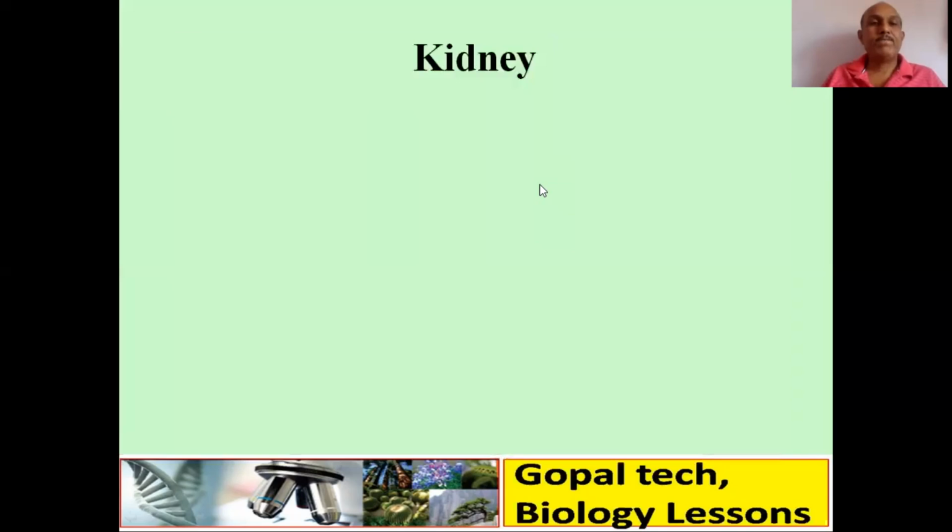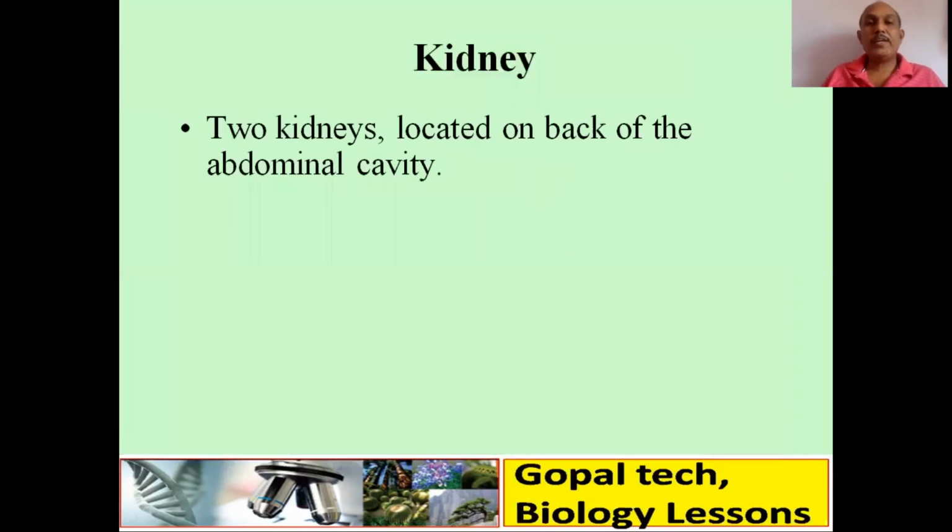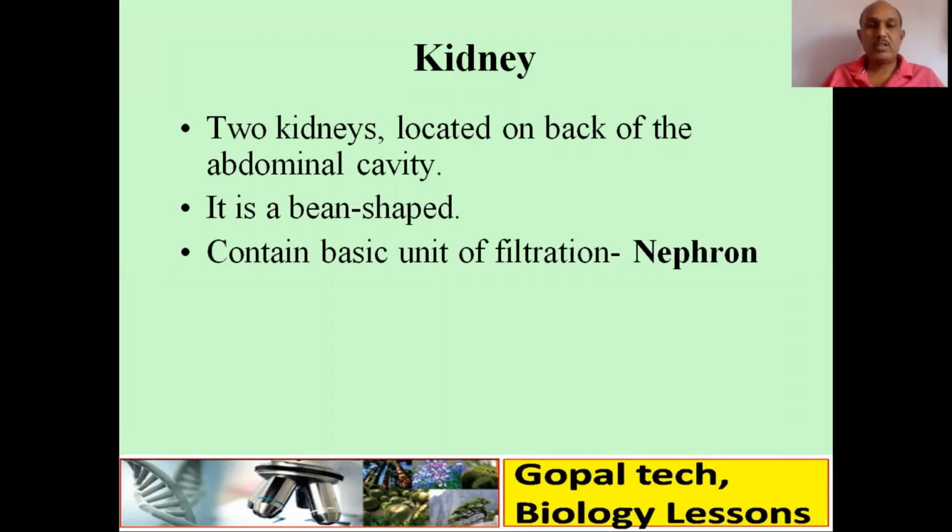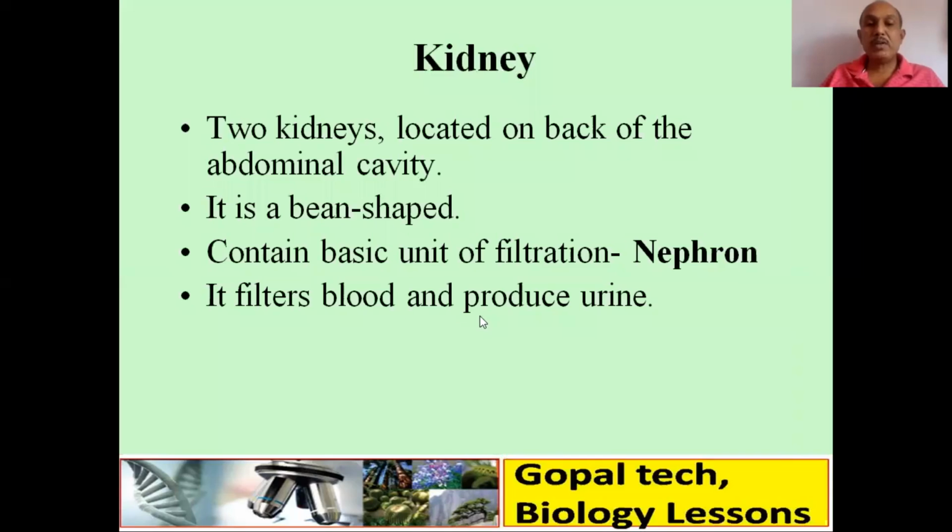Okay, now kidney. So there are two kidneys located on the back of the abdominal cavity. They are bean-shaped, kidney-shaped. They contain a basic structural and functional unit of filtration called nephron. Nephron filters the blood and produces urine.